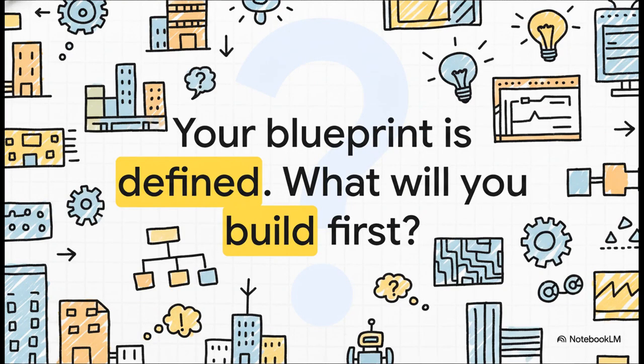So, there you have it. You've got the framework. You know the core steps, the layers, how to plan for reality, and how to measure success. Your architectural plan is ready to go. The only thing left to ask is, what amazing thing are you gonna build first?